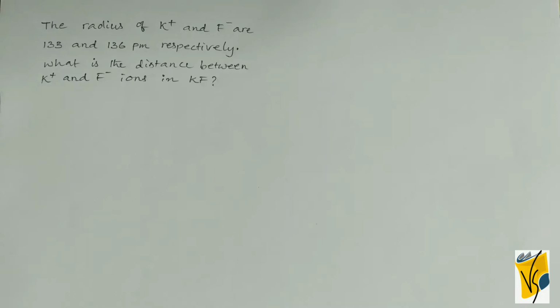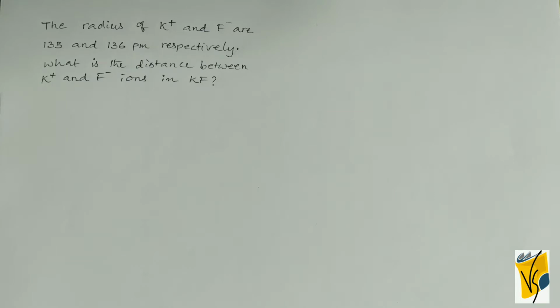The radius of K plus and F minus are 133 and 136 picometers respectively. What is the distance between K plus and F minus ions in potassium fluoride crystal? In ionic crystal, the cation and anion are touching each other. They are closely packed. So the internuclear distance between these two ions becomes the distance between these two ions.